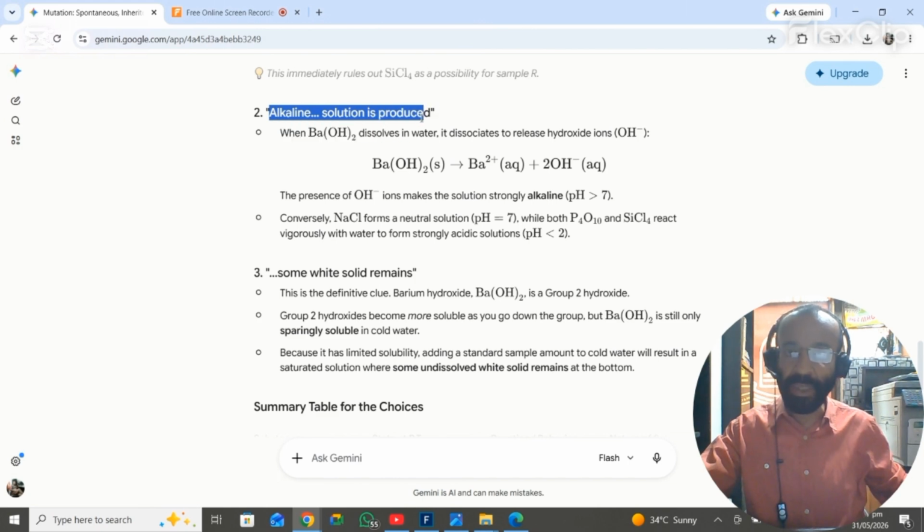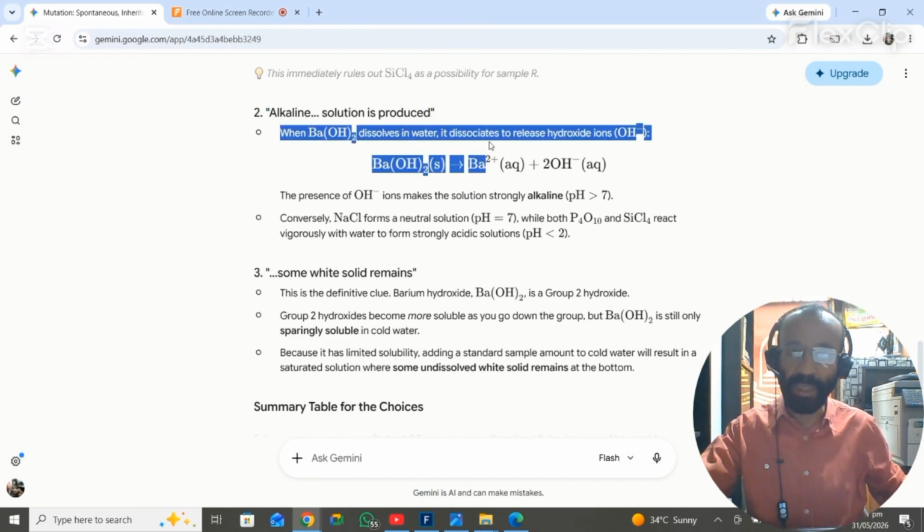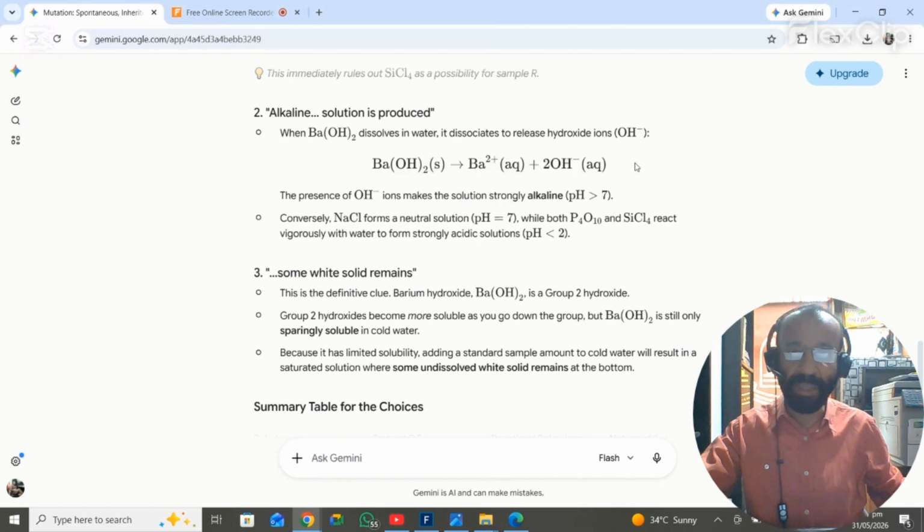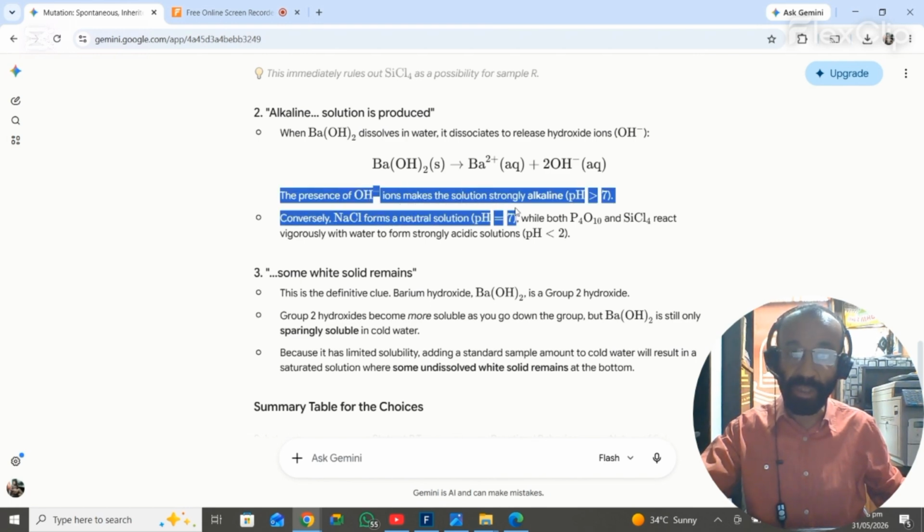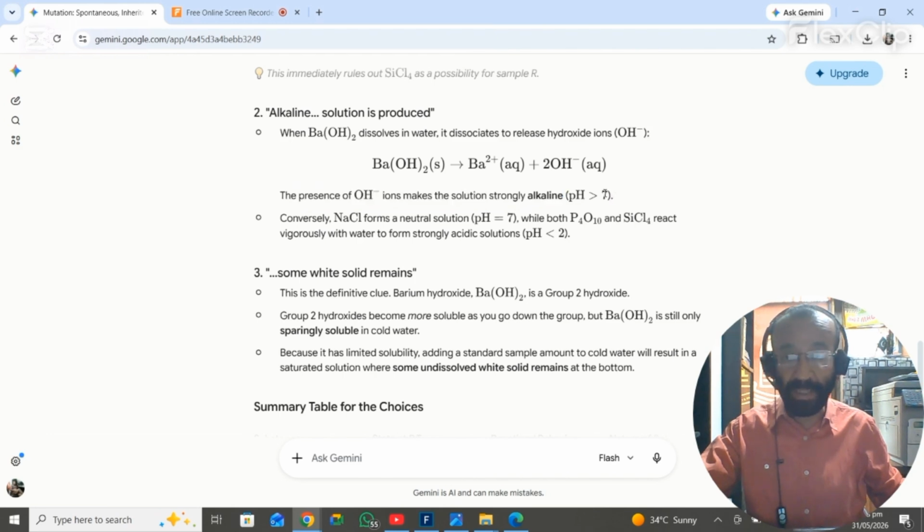Alkaline solution is produced. So when Ba(OH)2 is dissolved in water, it dissociates to release hydroxide ions. And here is the equation: Ba(OH)2 forms barium ions and hydroxide ions. The presence of the hydroxide ions makes the solution strongly alkaline, pH greater than 7.